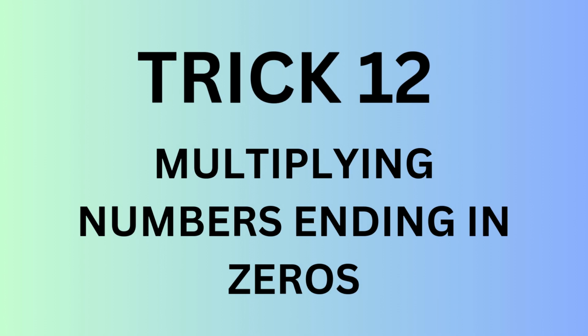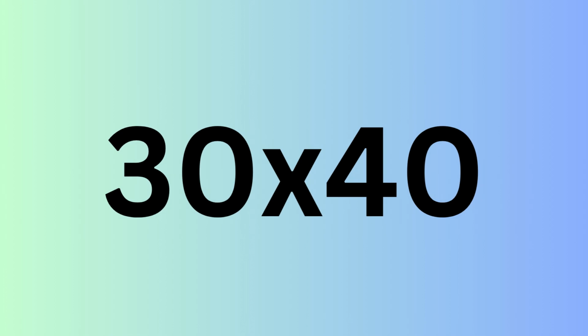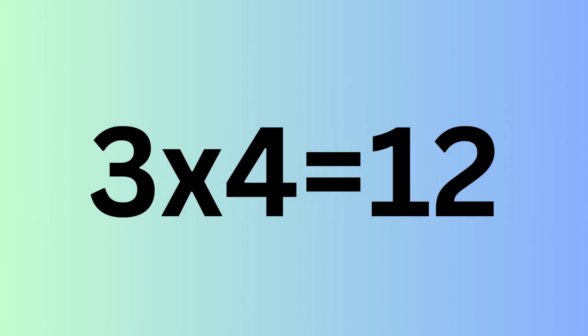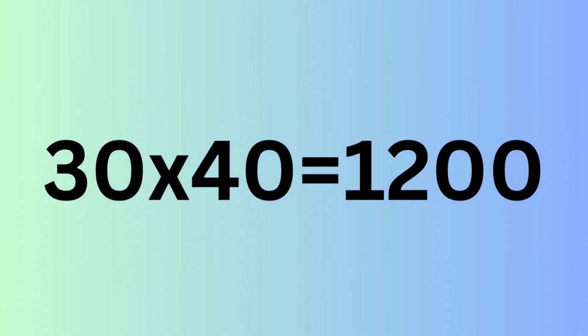Trick 12. Multiplying numbers ending in 0. For numbers ending in 0, ignore the zeros, multiply the main numbers, and add the zeros back. Let's try 30 by 40. Ignore the zeros, 3 times 4 is equal to 12. Add the 2 zeros back, 1200. So, 30 times 40 is equal to 1200.